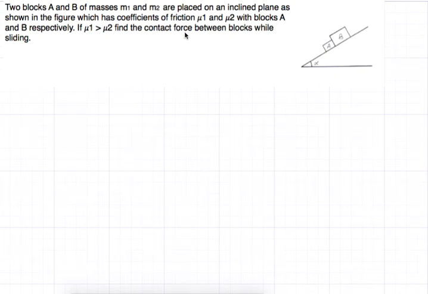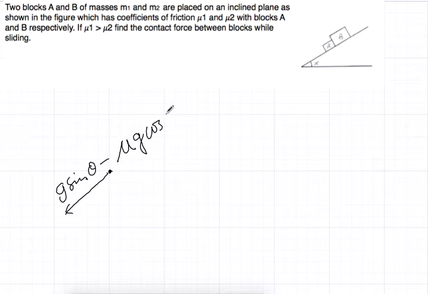A simple but good conceptual problem. Whenever a body goes down, generally without friction it goes down with acceleration g sin theta, if this angle is theta. And if there is friction, then it becomes g sin theta minus mu g cos theta, because there is a frictional force along this direction in the opposite direction, mu mg cos theta.